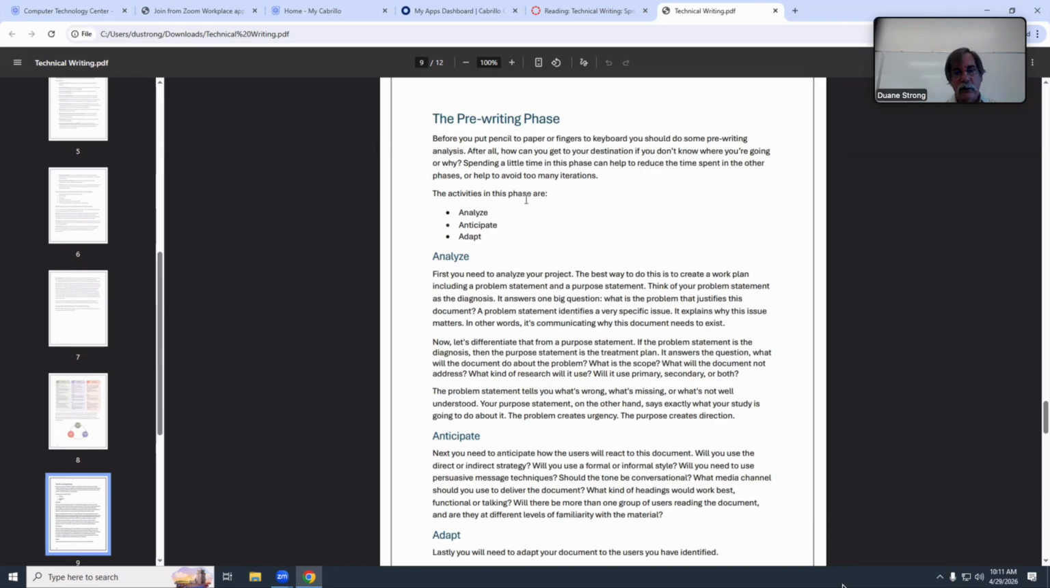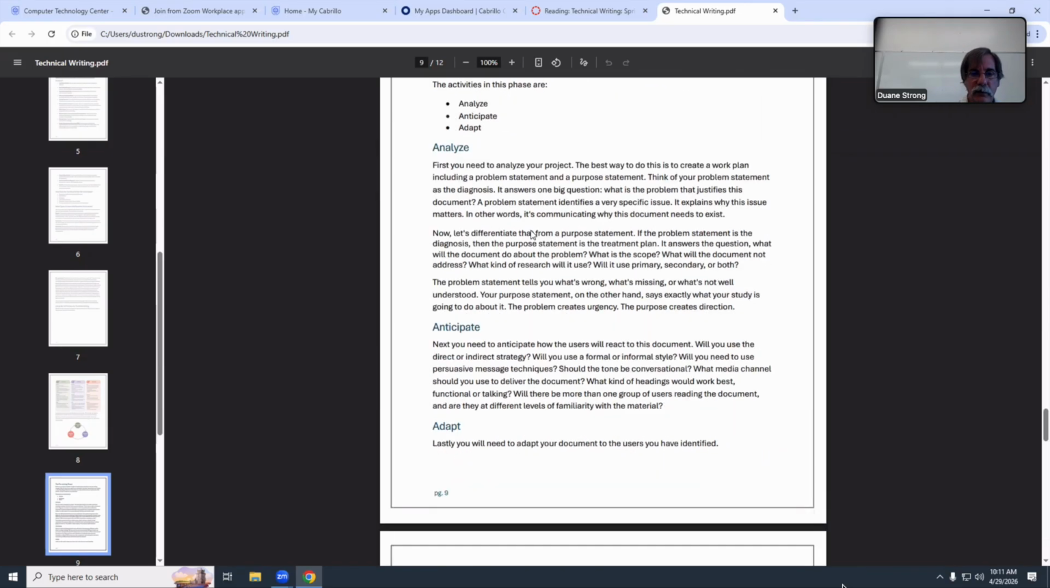And as I mentioned, the activities in this phase are analyze, anticipate, and adapt. Let's talk about each one of those in a little detail. So analyze. The very first thing you do is you analyze this project. And the best way to do that is to create a work plan, including the problem statement, the purpose statement. Remember, we did that already back in Module 9.